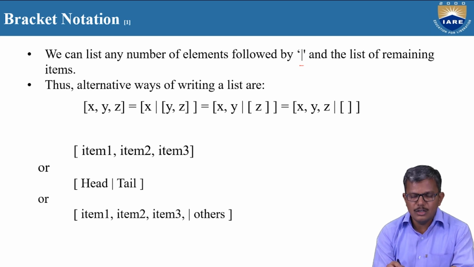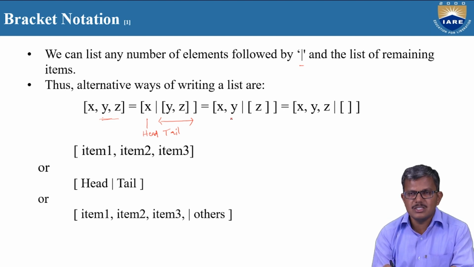So what is the alternative way of writing such kind of list? You see X, Y, Z is a common way of representing the list in the square brackets. This representation you can represent in this particular way. If you represent it this way, we call X the head part of the list and the remaining part is considered as the tail part.